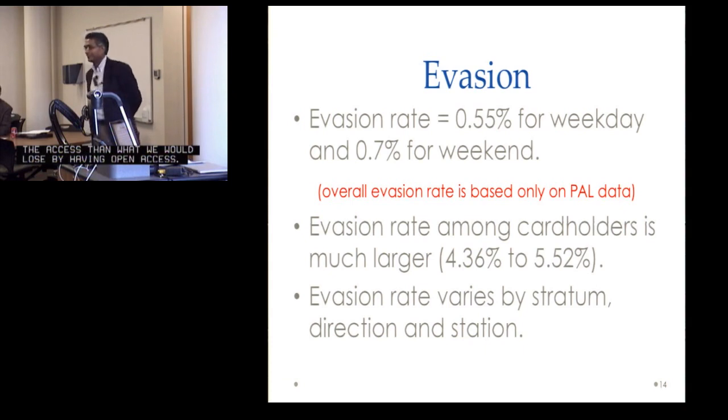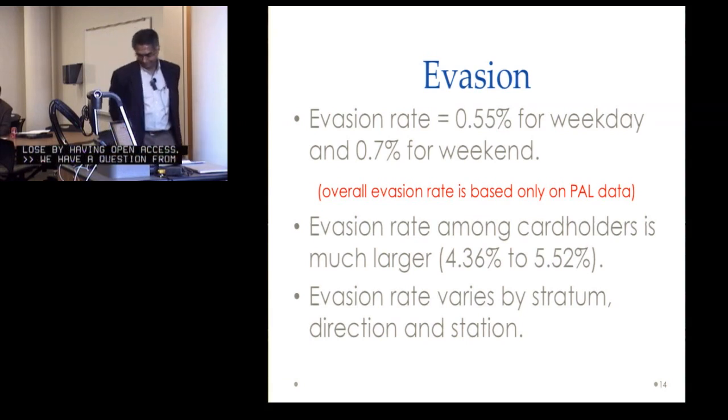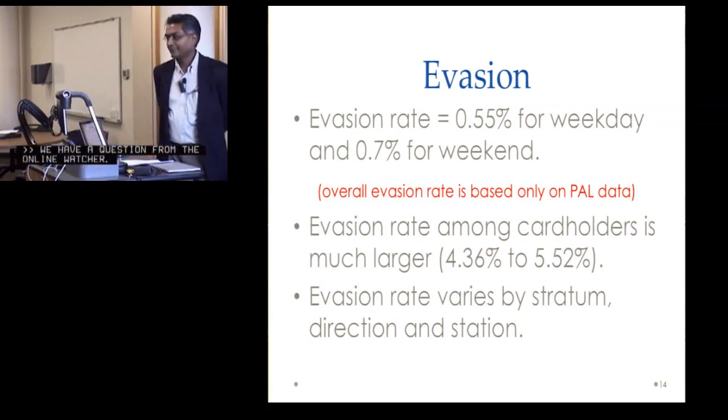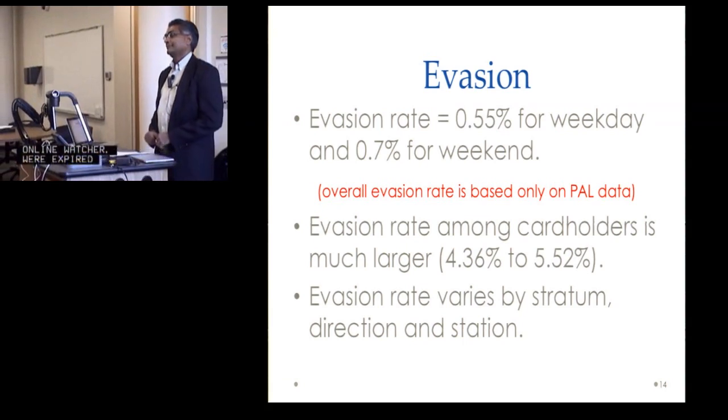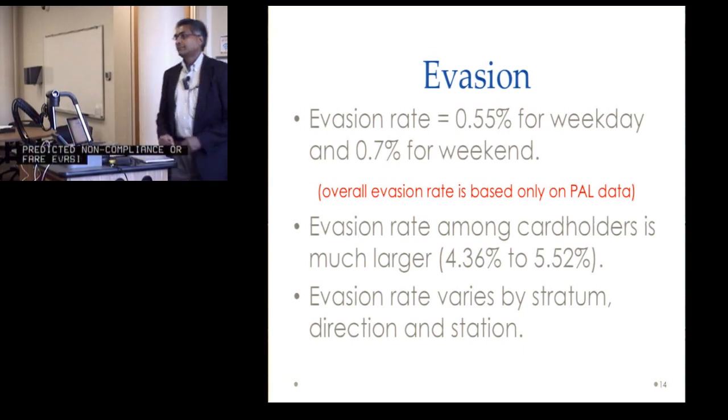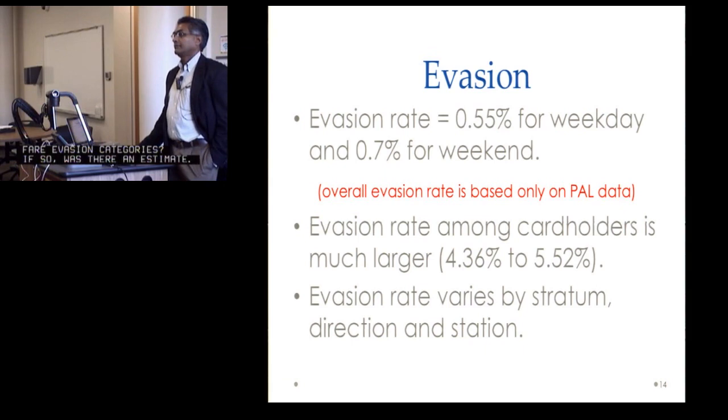We have a question from an online watcher. I'm just going to read it out. Were expired bus-issued transfers part of the predicted noncompliance or fare evasion categories? If so, was there an estimate? Expired bus-issued transfers would be comparable to a tag that was older than 2.5 hours.